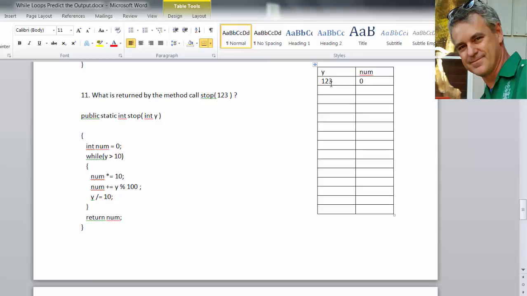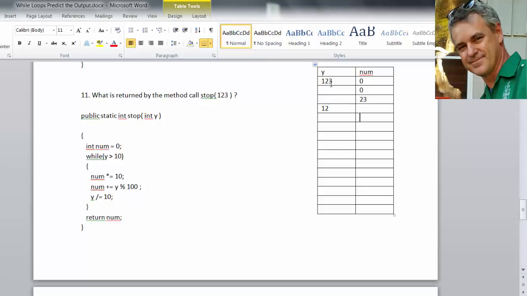First time through, is 123 bigger than 10? Yes, it is. Go into the loop. Num times equals 10. Same as last time. 0 times 10 is 0. So it stays 0. Then num plus equals Y modulus 100. So 123 divided by 100 is 1, remainder 23. So 23 gets added to my 0. And now Y divided by equal 10 gives 12. Very similar to the last one. Back to the top of the loop.